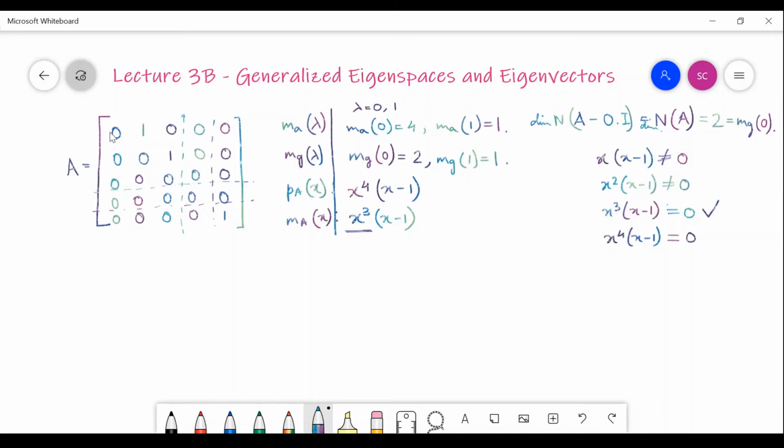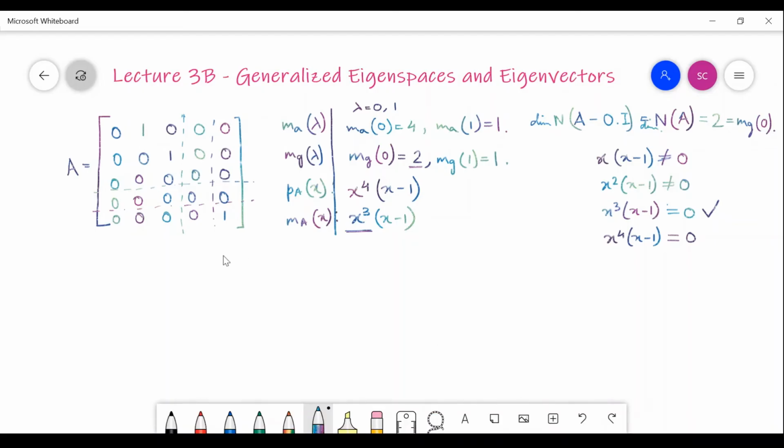Since we have already seen that there would be 2 Jordan blocks for eigenvalue 0, and the algebraic multiplicity is 4, we can either have one block of size 1 and the other block of size 3, or we could have one block of size 2 and another block of size 2 again.